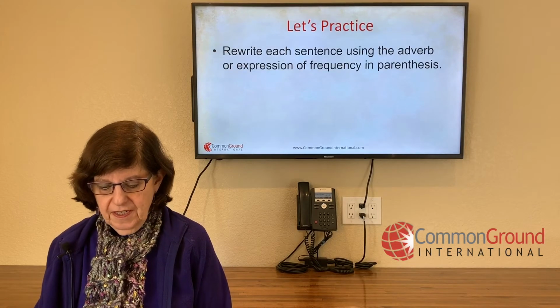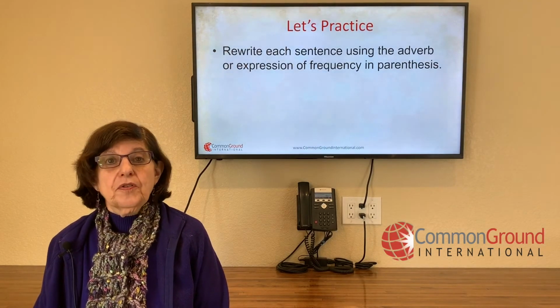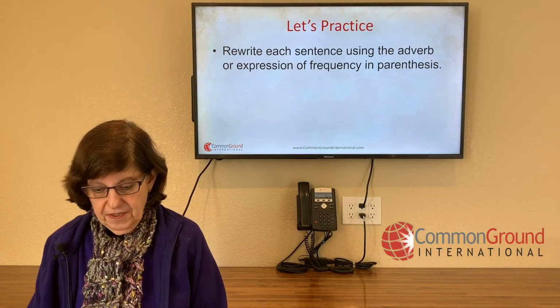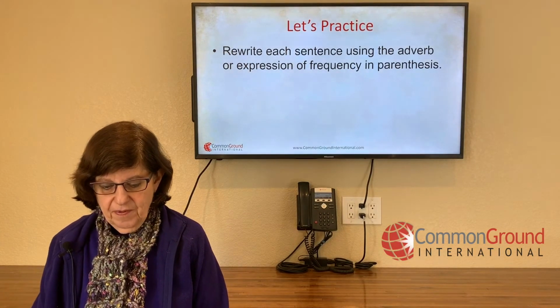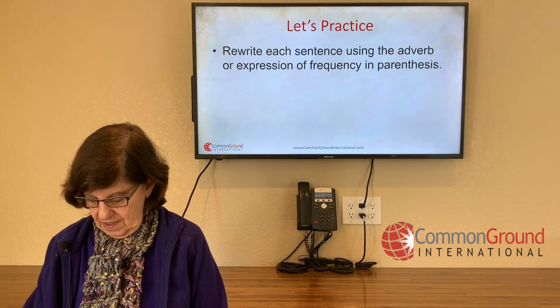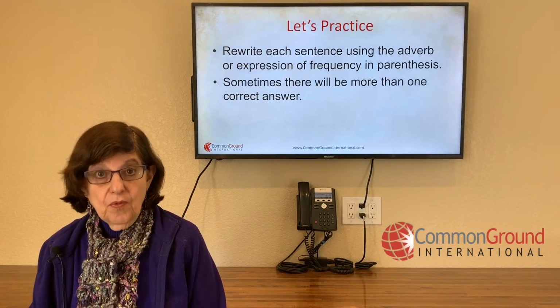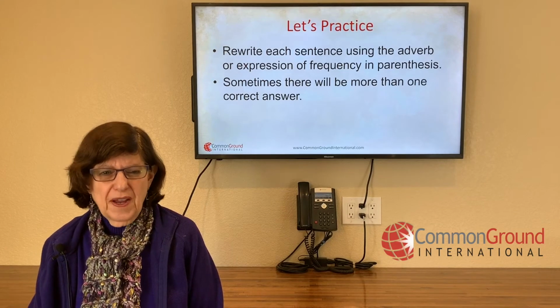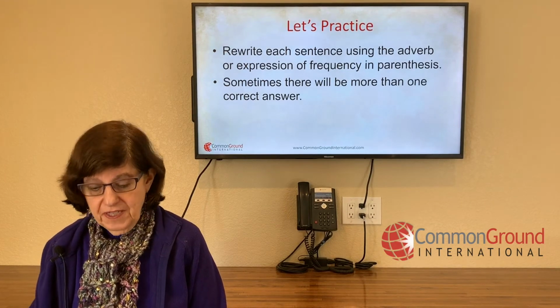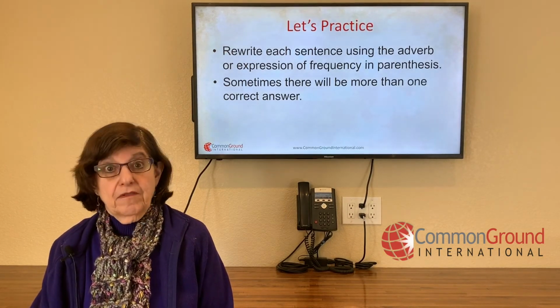You're going to see a sentence. You're going to rewrite or re-speak each sentence and use the adverb or expression of frequency in parentheses. Sometimes there will be more than one correct answer. We'll try to go over as many possibilities as possible. We ready? Let's go.